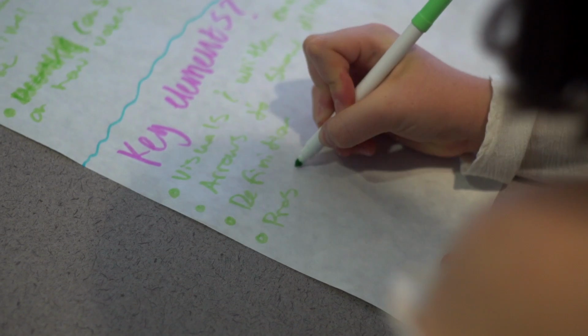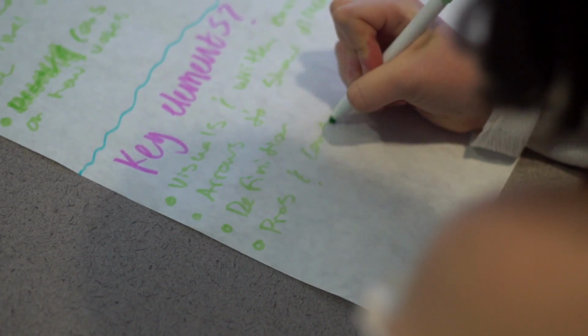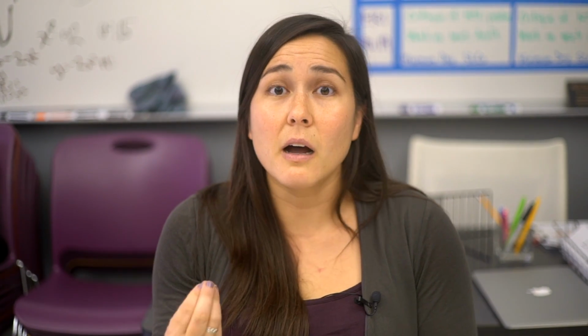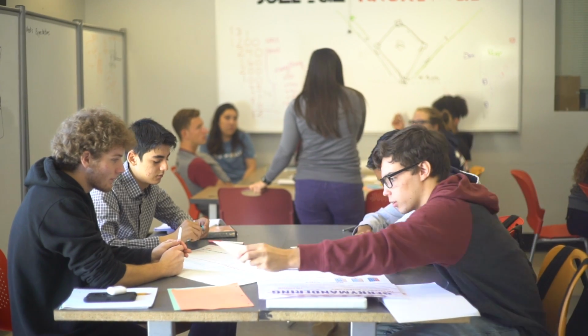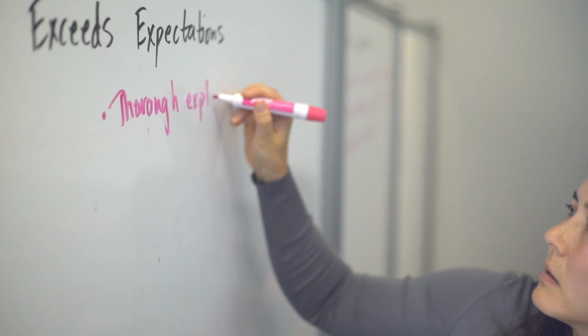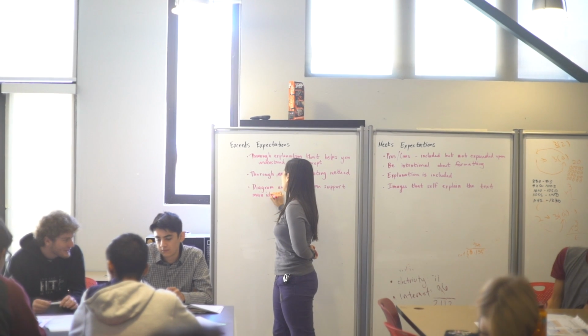Then we came back together as a class and identified some of those meets expectations and exceeds expectations elements. And those are going to become part of the rubric that the students then use and I use to assess their final work. One of our big focuses this year has been defining expectations, so what they feel like meets expectations, what exceeds expectations, and what wouldn't meet them yet. We're all trying to hit the same requirements.